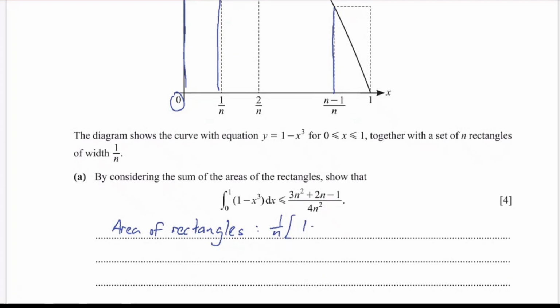So the first y value is 1 minus 0 cubed, plus 1 minus 1 over n cubed, plus 1 minus 2 over n cubed, and then until the very last one, 1 minus n minus 1 over n cubed.